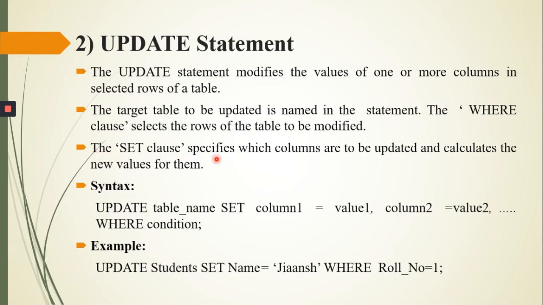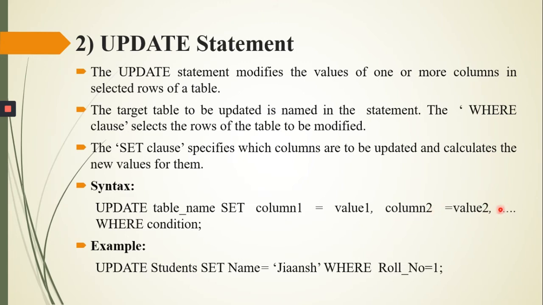The set clause specifies which columns are to be updated and calculates the new value for them. So we are changing the data from the previous value to a new value, so we have to use the set clause. We will see this in the example. The syntax is: update, then we provide the table name. Now we have to write set over here, then the column name whose value is changing. So we provide column 1 is equal to value 1, comma, column 2 is equal to value 2, up to n.